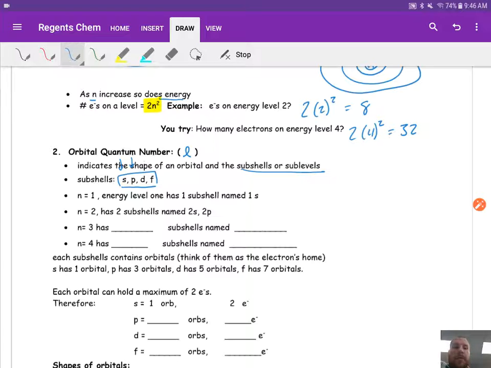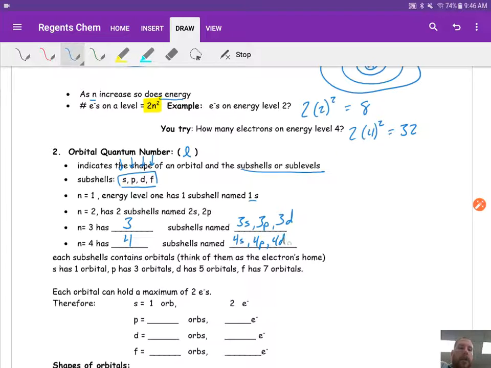N equals 1 has 1 subshell, and that's called 1s. N equals 2 has 2 subshells, 2s and 2p. If we continue in that same fashion, N equals 3 should have 3 subshells named 3s, 3p, and 3d. Continuing on with 4, it's the same pattern: 4s, 4p, 4d, and then 4f would be the last one. Within those subshells, they contain orbitals.